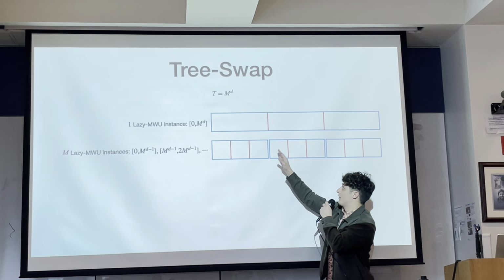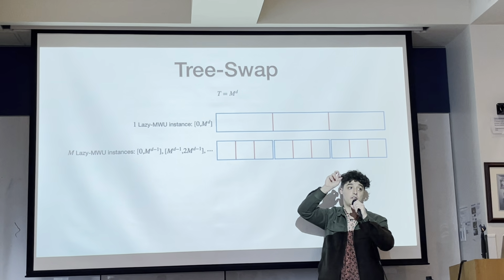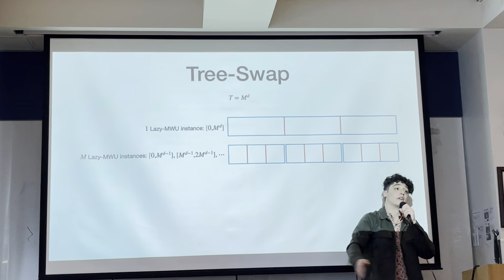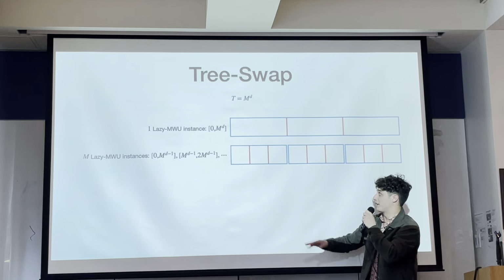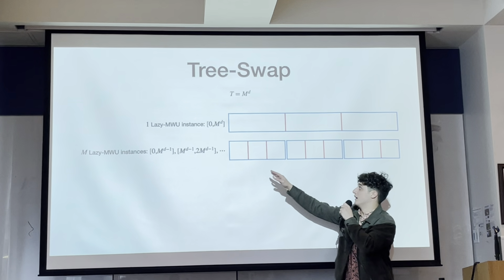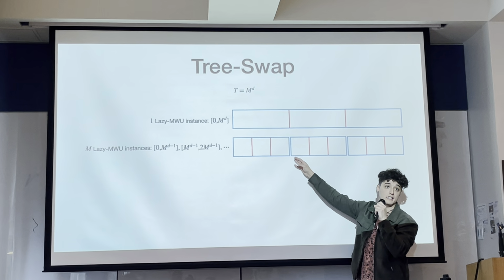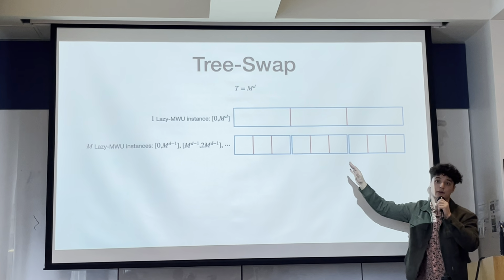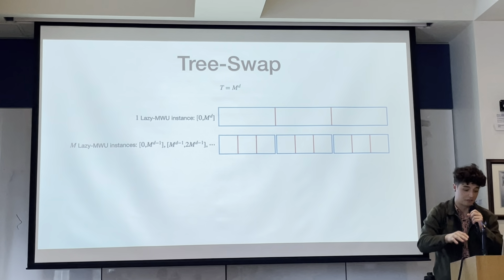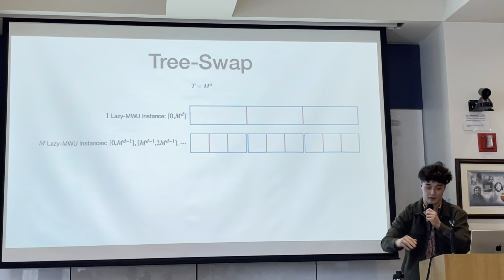So starting here, when we're looking at the cumulative reward thus far, we're just going to refresh. We're going to start anew. We're going to ignore all the rounds that came before and choose this next action as if the time started from this point. And then this is going to be lazy MWU. It'll make a little bit of sense why we're doing this. But essentially, we construct these layers as a tree.